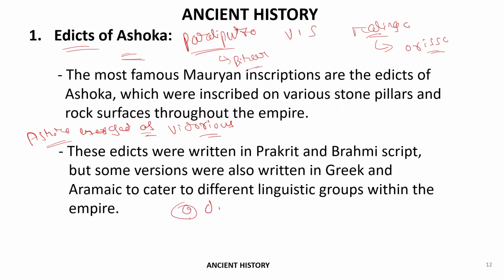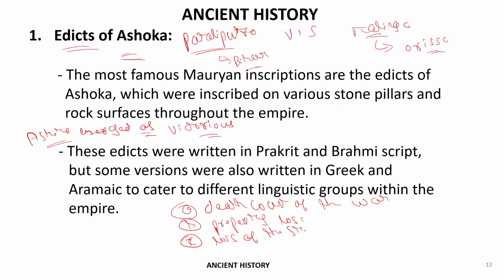First is the death count of the war. Second was property loss. Third was loss of the state. And the fourth was social disruptions. Okay. So basically, these were the four factors that primarily changed Ashoka.